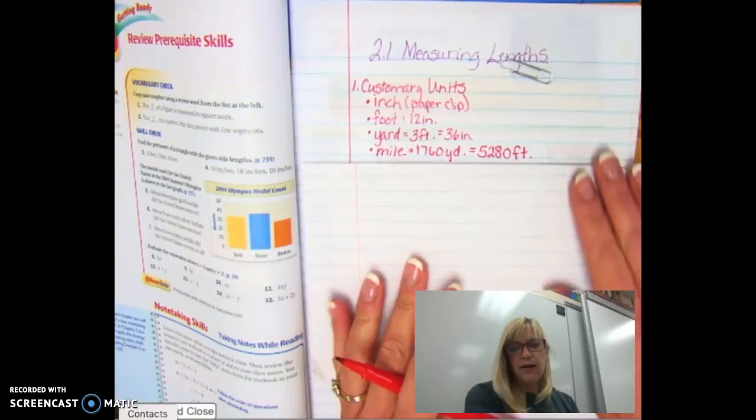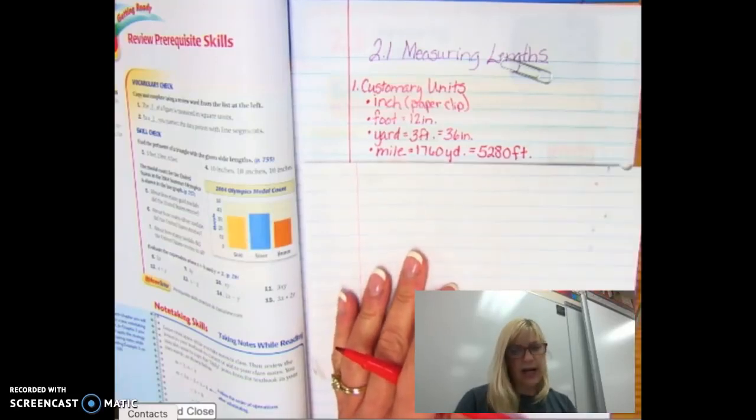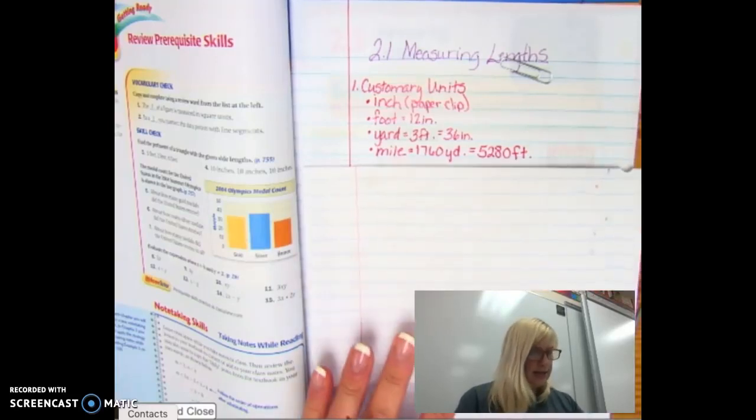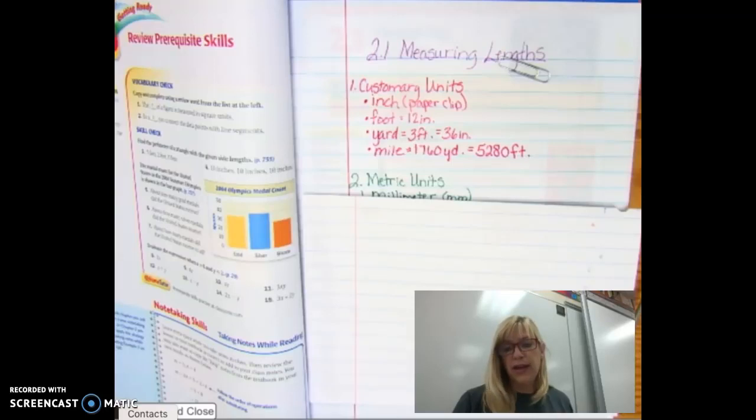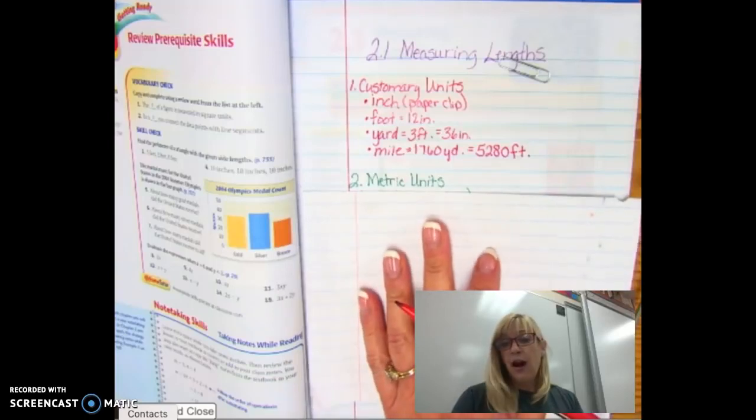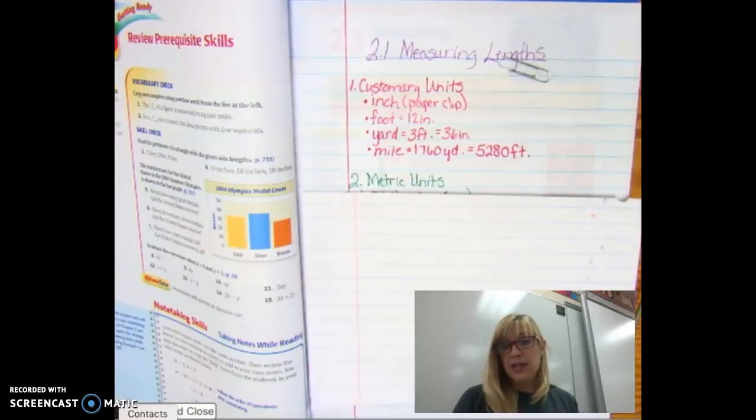The next part of measurement that we're going to talk about is metric units. And I know a lot of us here in America, we don't really understand what they look like because we don't use them. When we go to the doctor's office, they tell us how many feet and inches we are, how many pounds we are, things like that, but we don't deal with metric. All of you scientists out there are going to be dealing with metric units all the time.